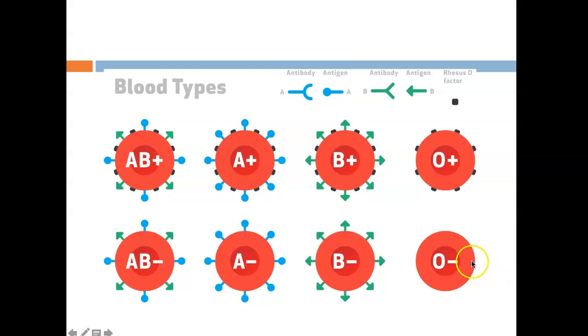So you can imagine if there's nothing hanging off of the O negative red blood cell, anyone can get O negative blood. But then think about it, if you're the person that has this blood type right here, you cannot get blood from anybody except other O negatives. So hopefully that kind of made sense.